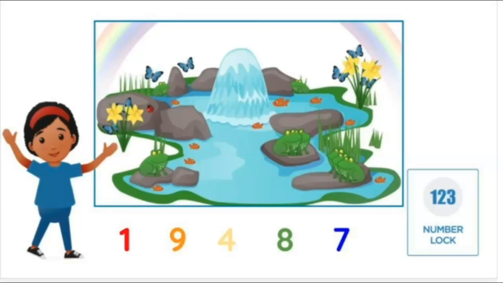If you do some counting, you will find 1 red ladybug, 9 orange fish, 4 yellow daffodils, 8 green frogs, and 7 blue butterflies. You will also notice the rainbow in the background that will tell you the order for the numbers. Rainbow order, red, orange, yellow, green, and blue for a combination of 19487.